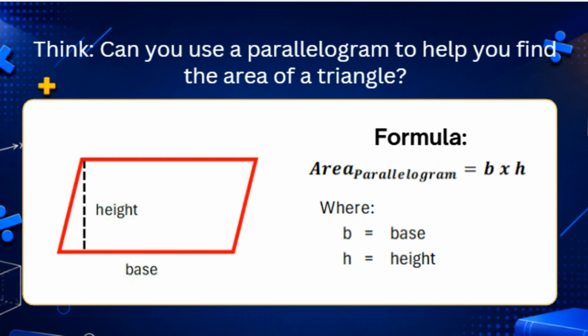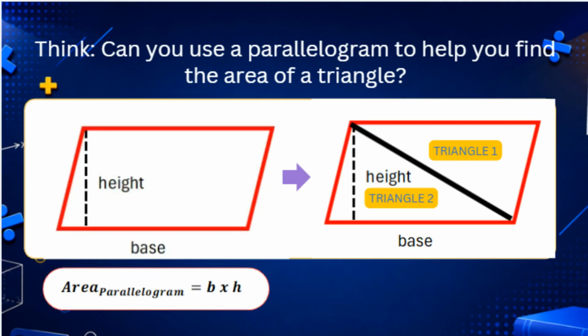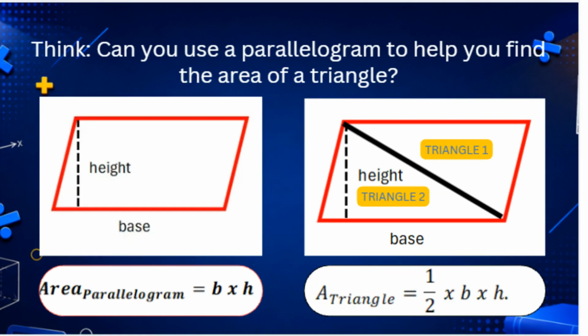Now let us move on to the triangle. Here's an important question. Can we use a parallelogram to help us find the area of a triangle? Yes, we can. A triangle can be thought of as 1/2 of a parallelogram with the same base and height. If we divide a parallelogram along a diagonal, we get two triangles. The two triangles have equal areas. Therefore, one triangle is half the area of the parallelogram.